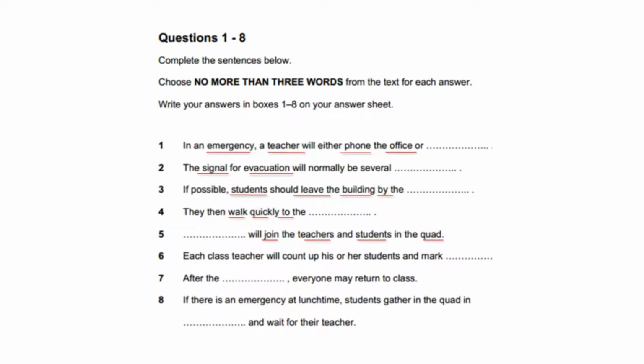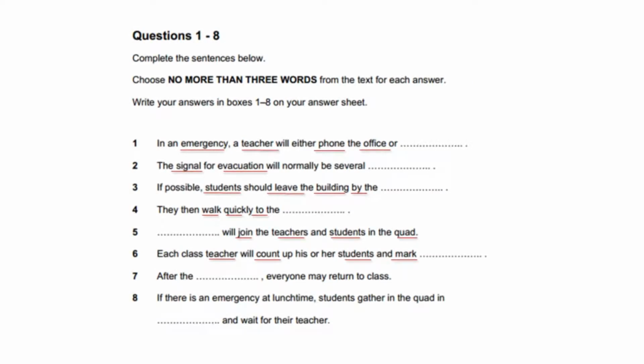For question 6, you need to complete the following sentence. Each class teacher will count up his or her students and mark something. First, underline any keywords. I would underline each teacher, count, students, and mark. Then go back up to the text and scan the text for the answer. Answer 6 should appear after answer 5 in the text, so start reading from where you got answer 5 from.